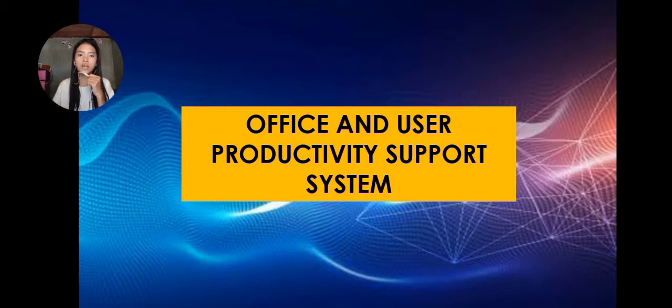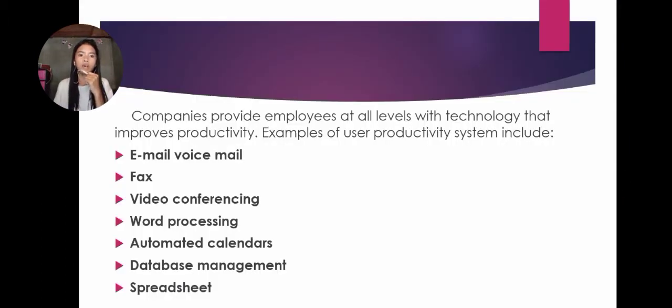First is the office and user productivity support system, and it talks about the relationship between the office and the user, and how they are going to be productive in supporting their system. Companies provide employees at all levels with technology that improves productivity. Companies have their employees and their office, and they need to do things so that their company will level up.